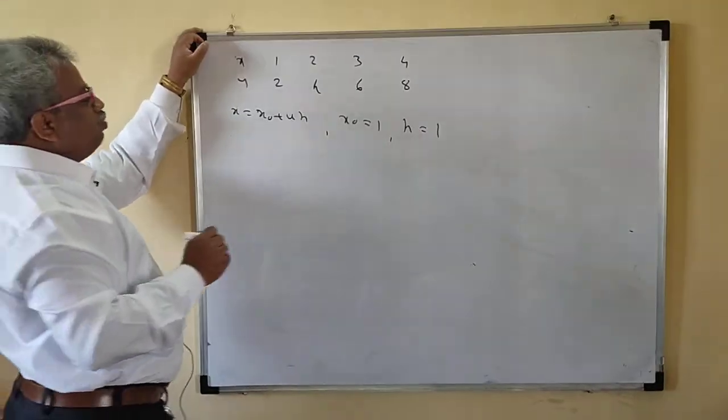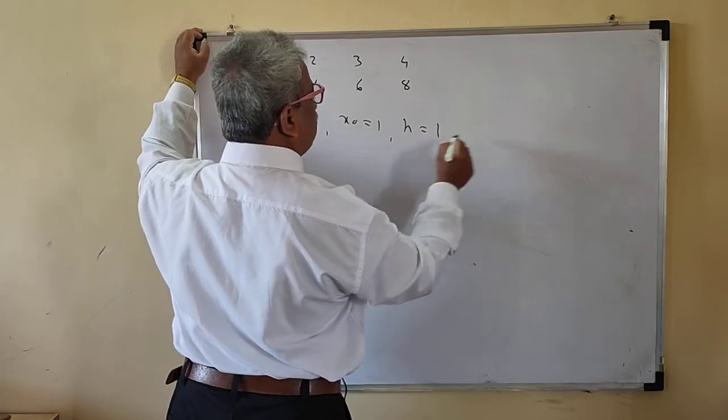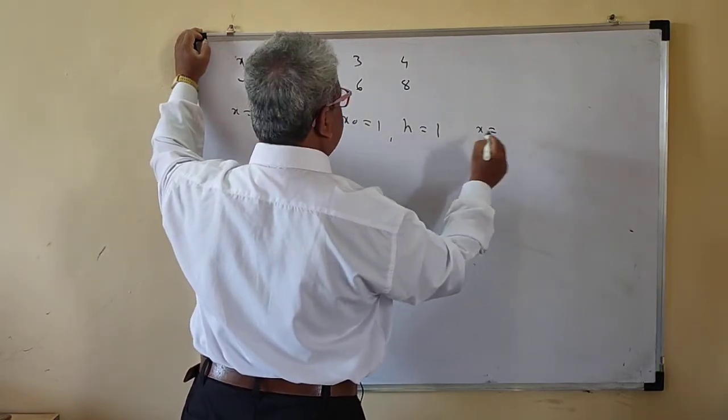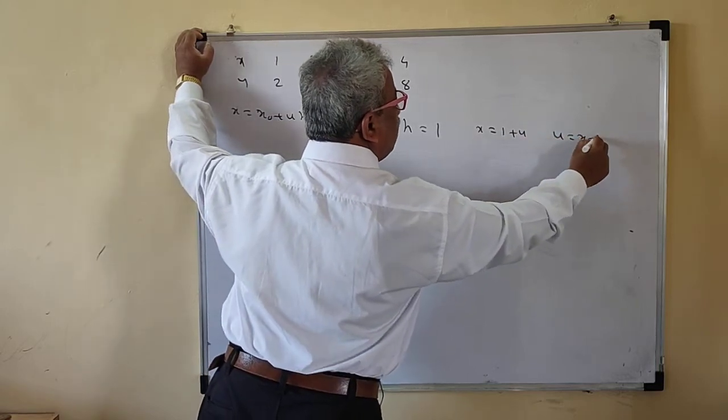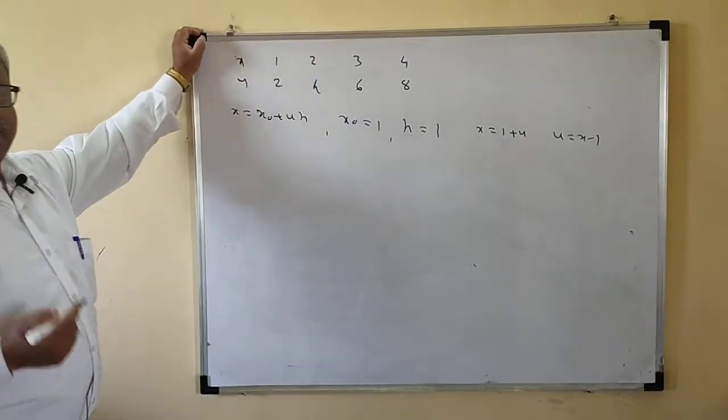आता u ची किंमत किती आहे? x इज इक्वल टू x नॉट प्लस u h, x नॉट 1 आणि h ची किंमत 1 म्हणजे u. सो u ची किंमत x minus 1 टाकणार.